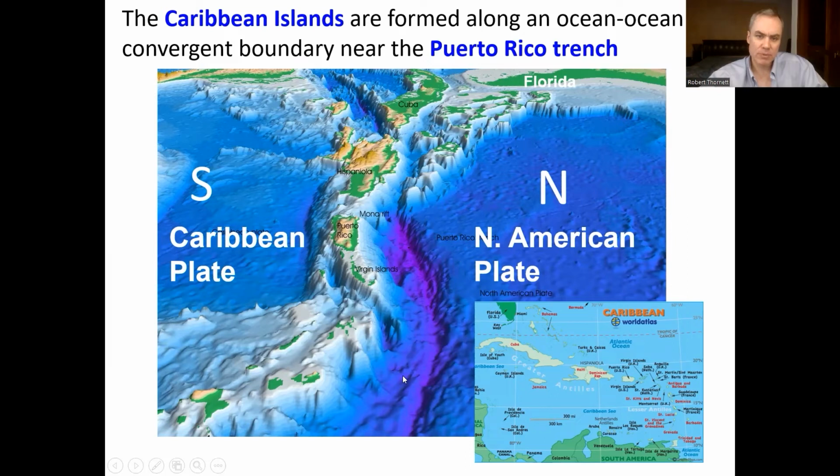And then that means the North American plate would be down under the Caribbean plate and then coming up on the other side as the islands that make Puerto Rico, Hispaniola, Cuba, all those Caribbean islands.